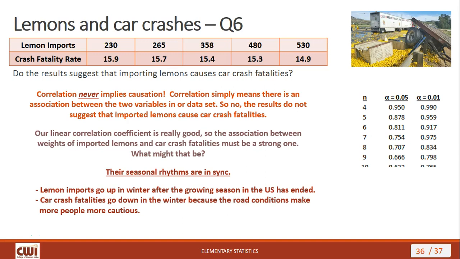Look again at our critical R value table. Remember, we had this critical R value of 0.878. So we do have a linear correlation, meaning that there is some type of strong relationship there, and the strong relationship is explained by the seasons.